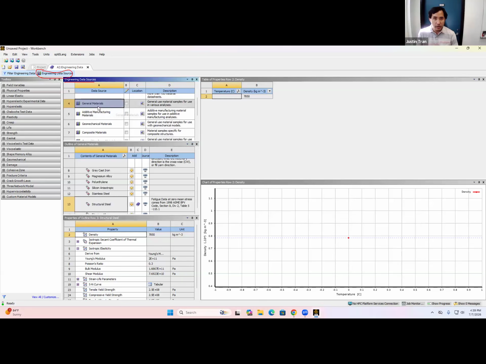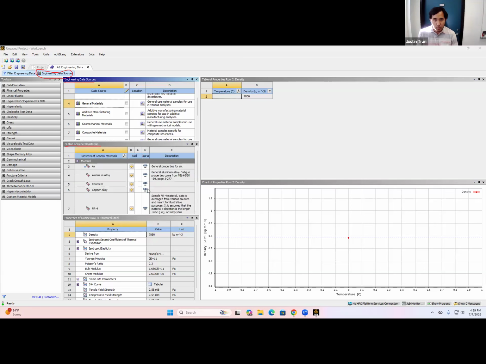You're going to left click on general materials once, and then in this new menu here, the menu should be called Outline of General Materials, which again, this box may be in a different spot depending on your ANSYS GUI, but hopefully it's somewhere that you can see. We're going to scroll around here and we're going to add aluminum.